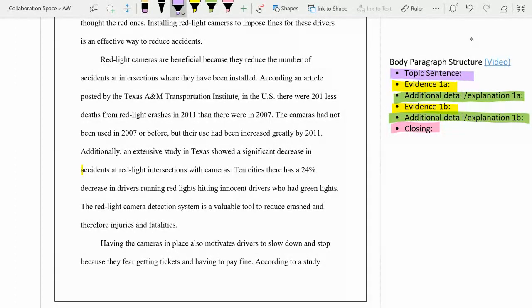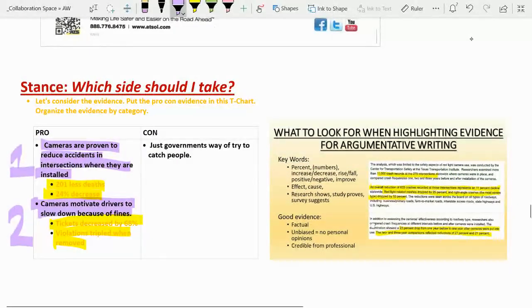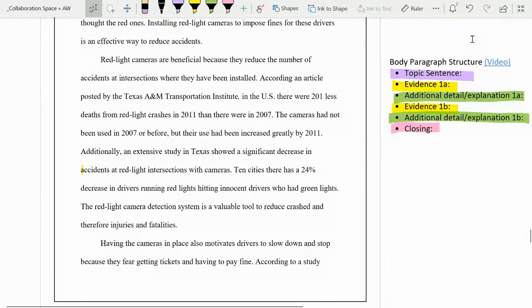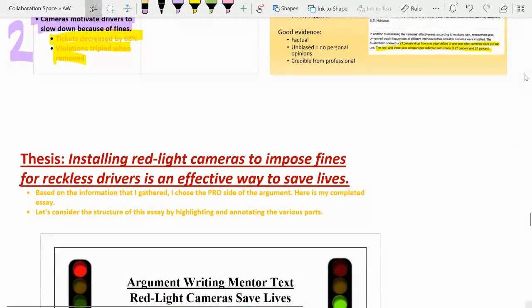So first, our topic sentence, the topic of our argument, our first way to prove our claim. So I'm going to take cameras are proven to reduce accidents in intersections where they are installed. That's going to be topic sentence 1. Red light cameras are beneficial because they reduce the number of accidents at intersections where they have been installed. Awesome.